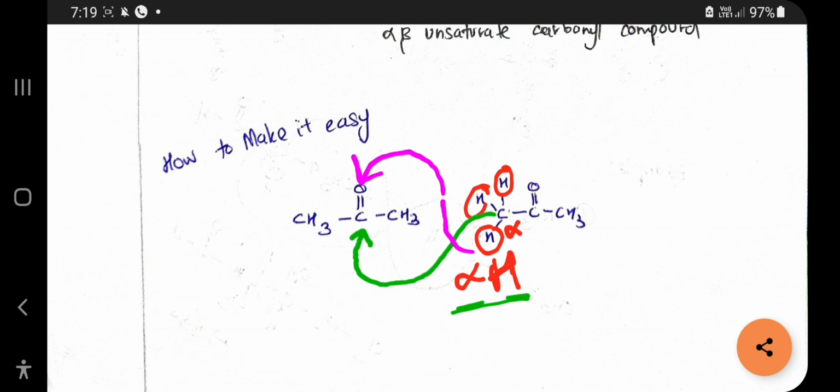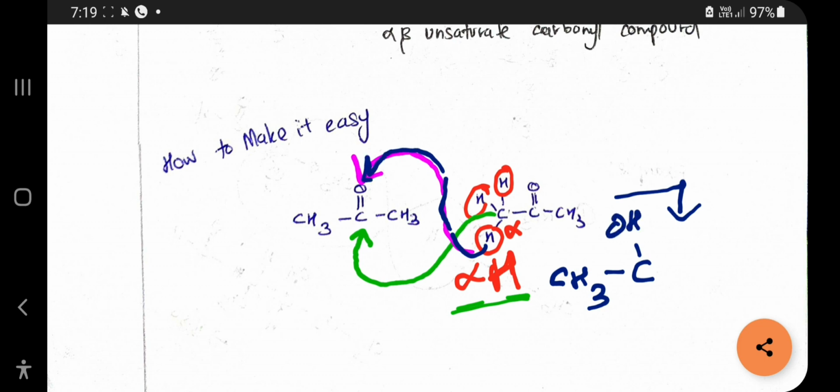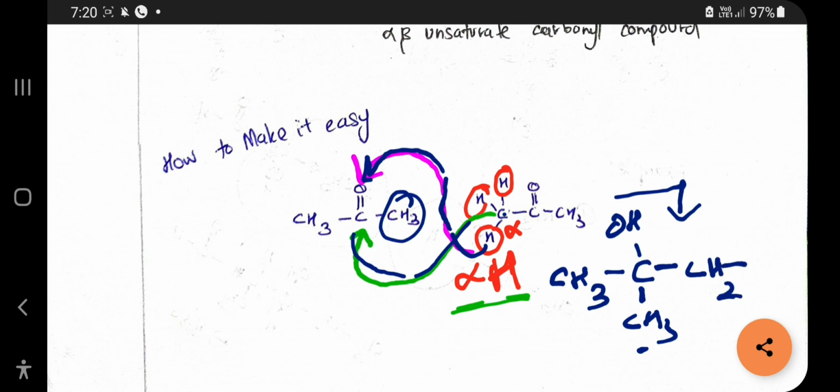So what product will you obtain? The product you will obtain is CH3, C with an OH, since the H has gone there and becomes OH, then CH3, then CH2, C double bond O, CH3. This is the compound you will obtain. So the answer will be correct.